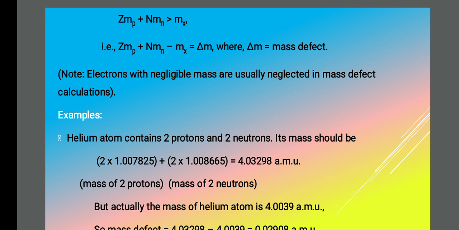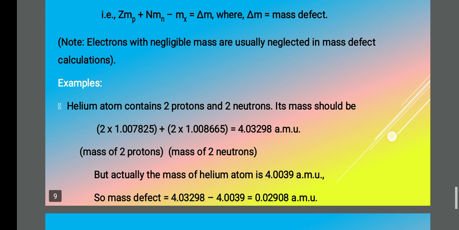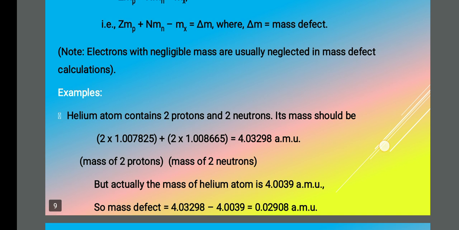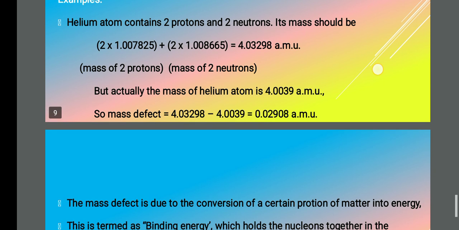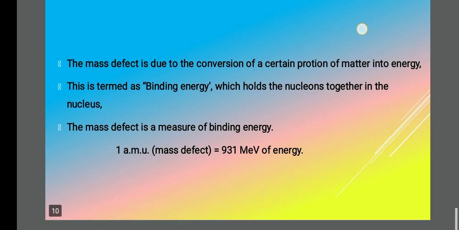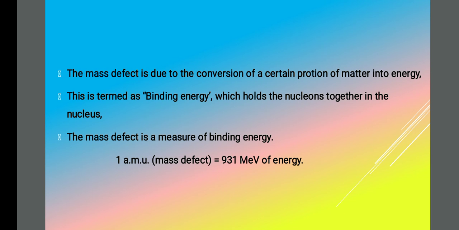So mass defect is the difference between the expected mass and the actual mass. An example is given. Helium, the atom contains 2 protons, 2 neutrons. Its mass should be equal to 4.03298 atomic mass unit. But actually the mass is found to be 4.0039 atomic mass unit. So what is the mass defect? It is the difference between these two, and it is 0.02908 atomic mass unit. Is it clear?